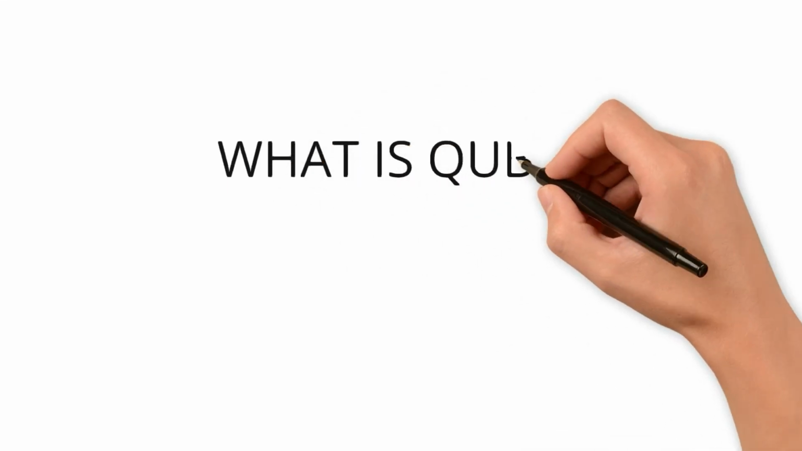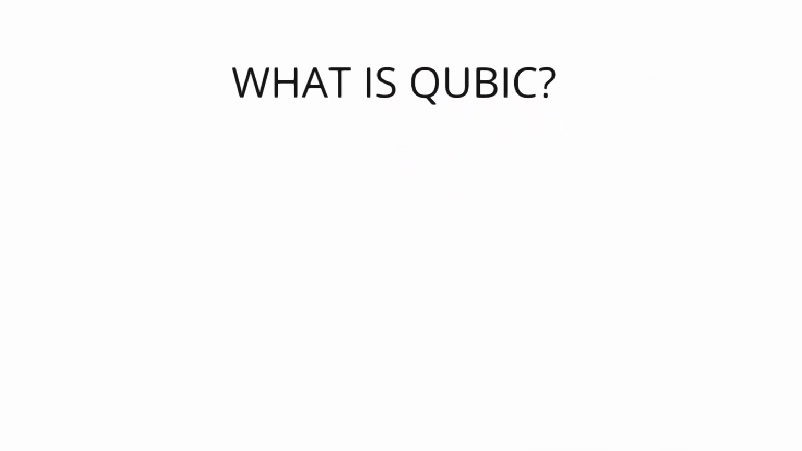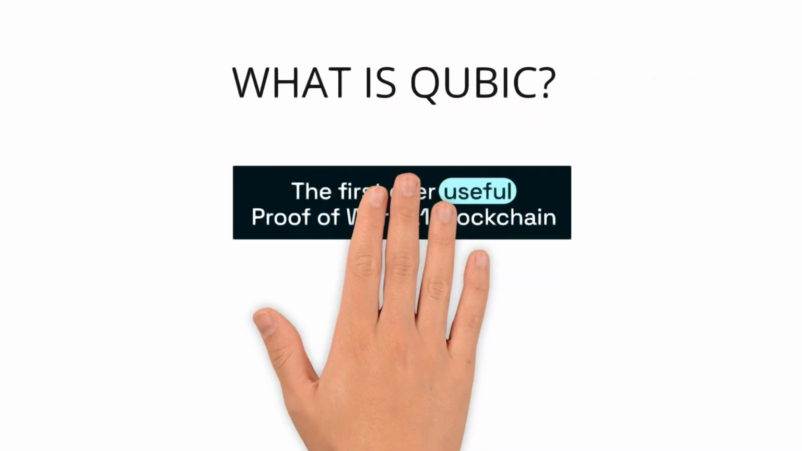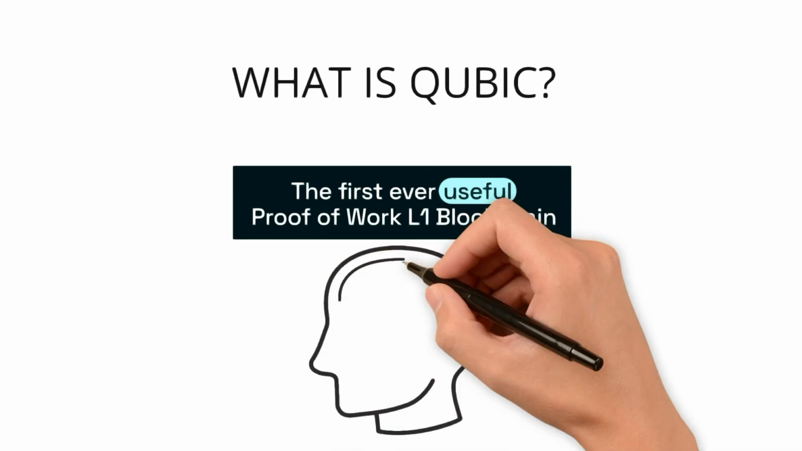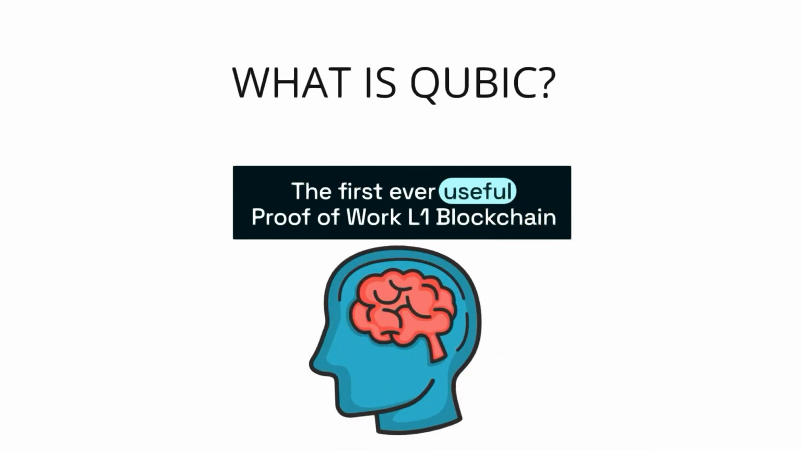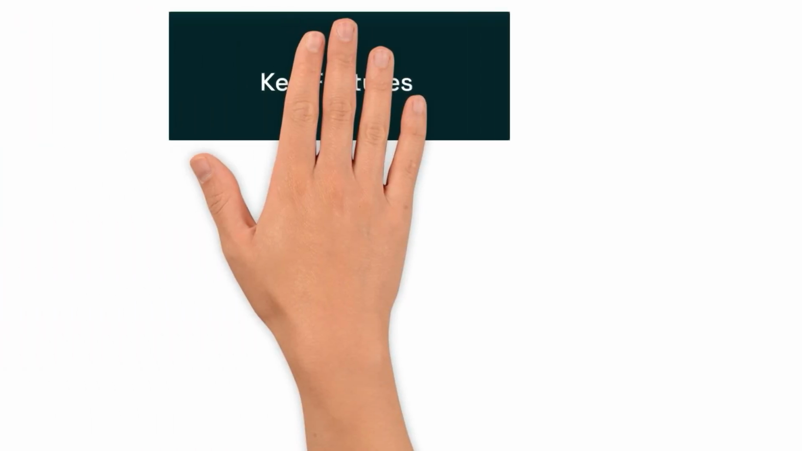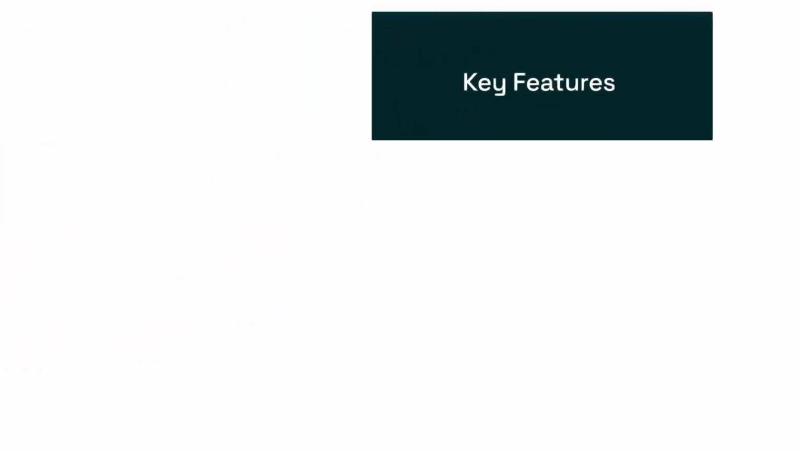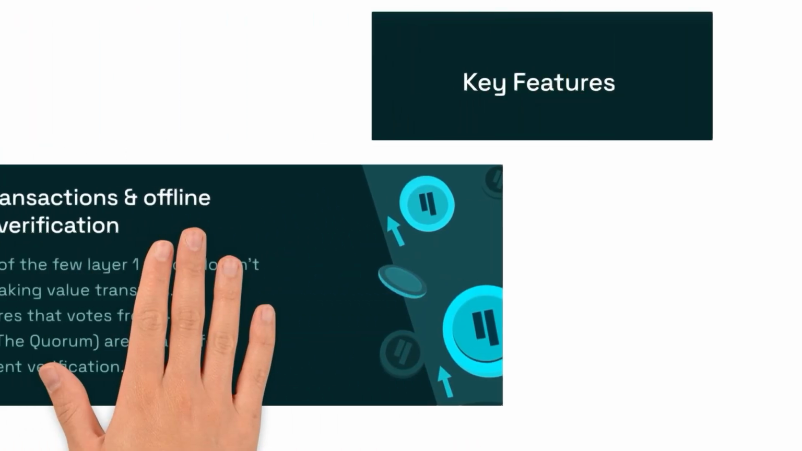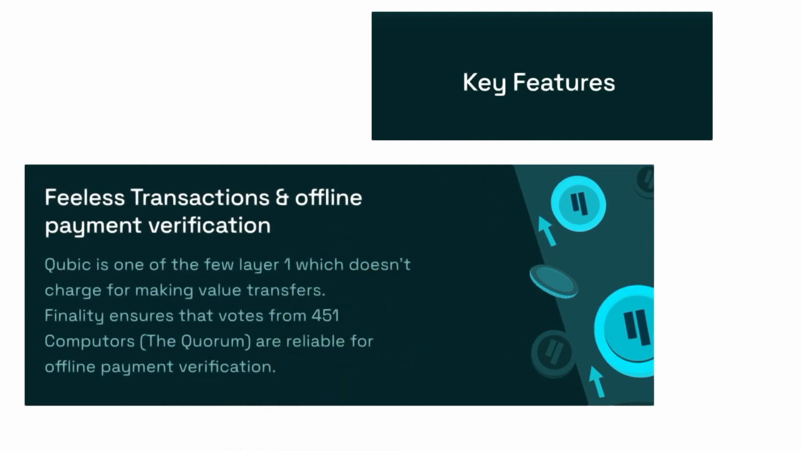First, we get to understand what is Qubic. Qubic is the first ever useful proof-of-work layer 1 blockchain, with the smart team behind it that was there since the inception of Bitcoin. Qubic also has many unique key features, especially fee-less transactions and offline payment verifications. Qubic has the quorum, which is a reliable offline payment verification, making Qubic one of the few layer 1s that doesn't charge for value transfers.